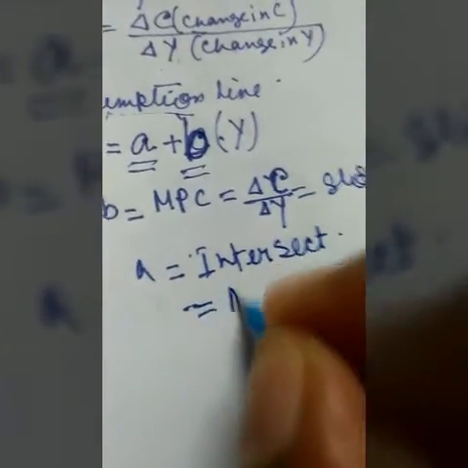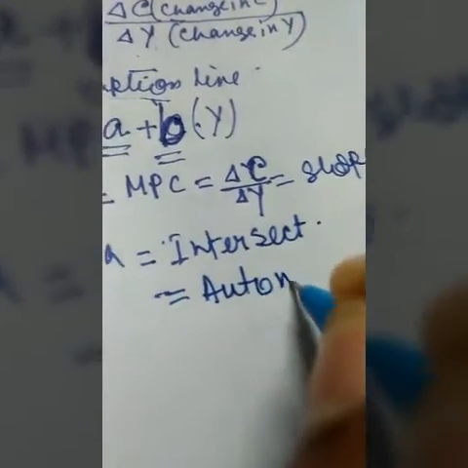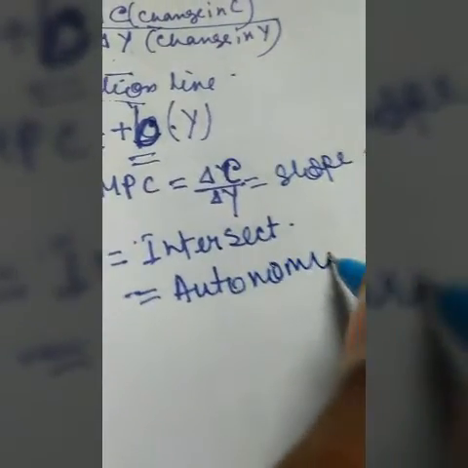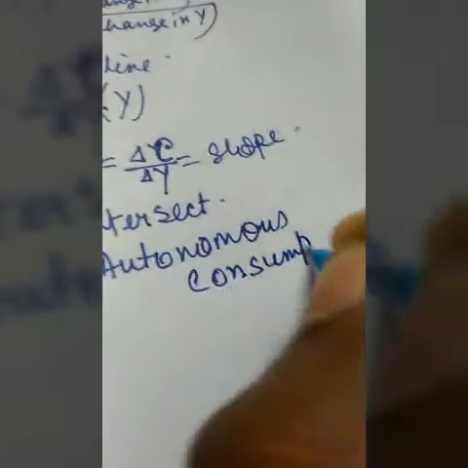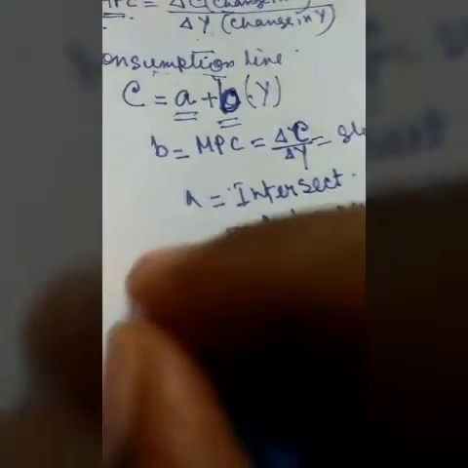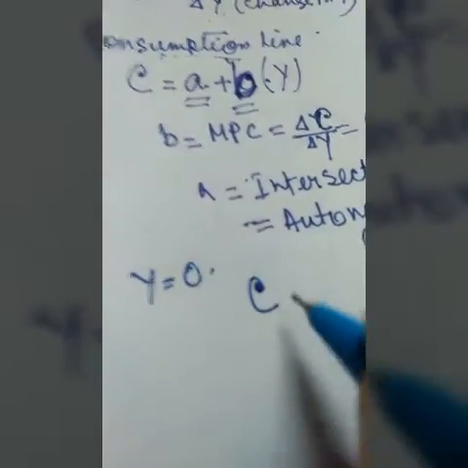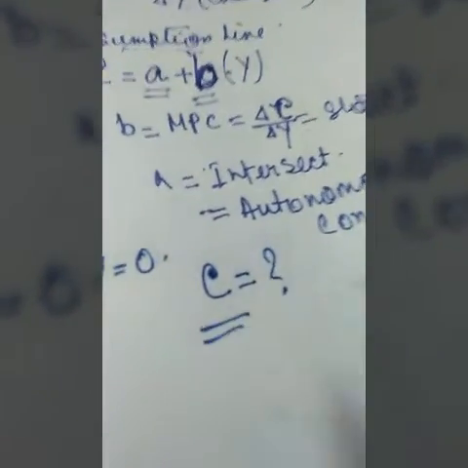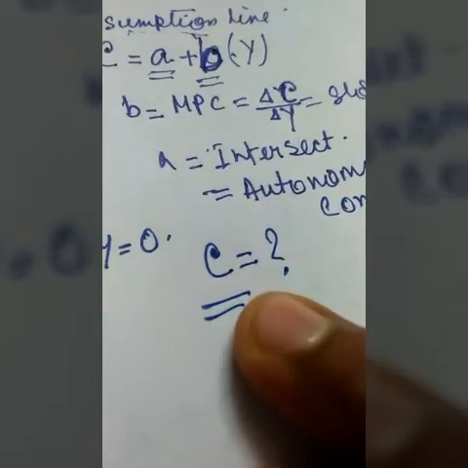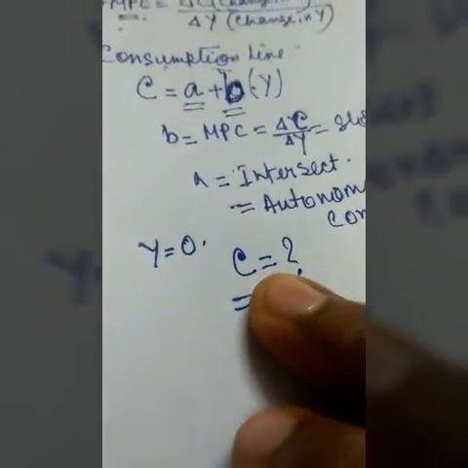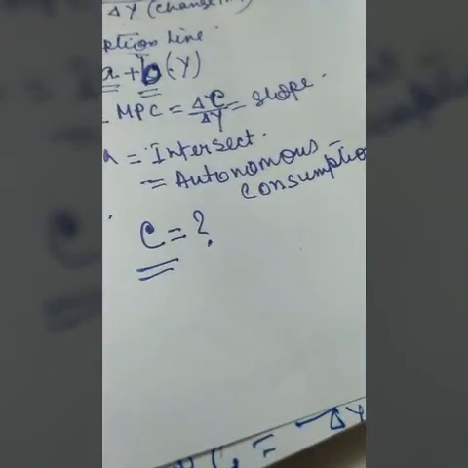And A is the normal intercept. This is also called autonomous consumption. This consumption shows how much consumption occurs when income is zero. When income is zero, consumption is how much? That is what is called autonomous consumption. Now students, even if your income is zero, your consumption is always there because you need to purchase something or the other. That's why this is called autonomous consumption.